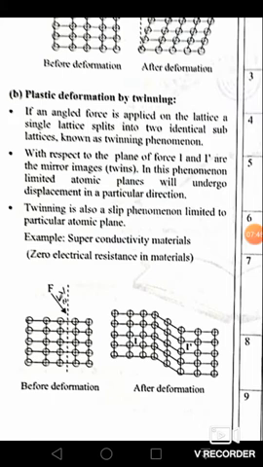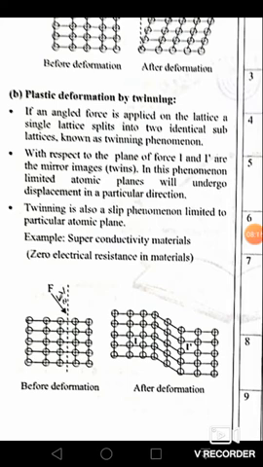In this phenomenon the atomic planes undergo displacement in a particular direction. In the earlier case the movement was parallel, with top plane atoms moving with respect to bottom plane atoms, but here the movement of atomic planes will be in a particular direction. Twinning is also a slip phenomenon limited to particular atomic planes. For example, the superconductivity of materials, where plastic deformation by twinning is observed.